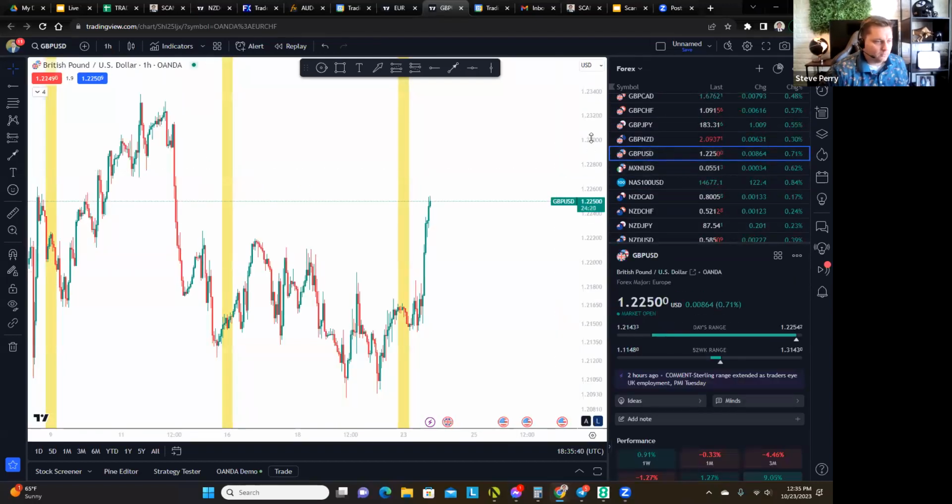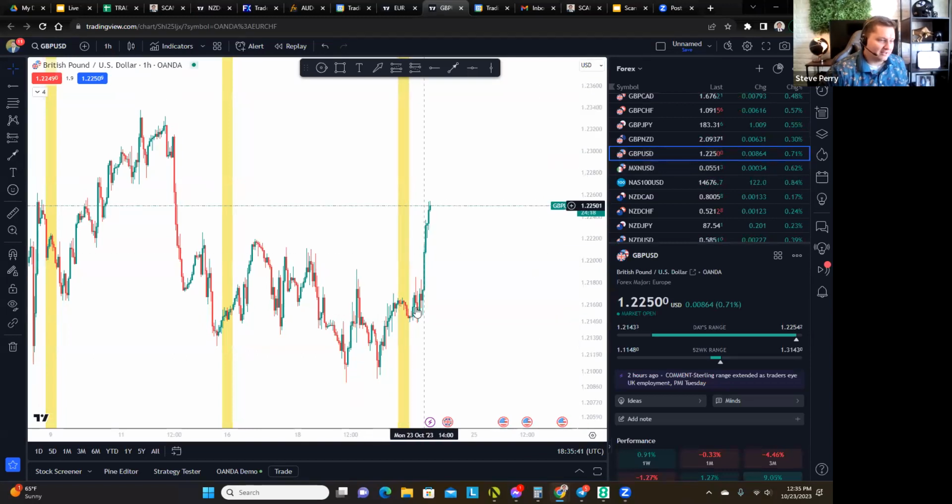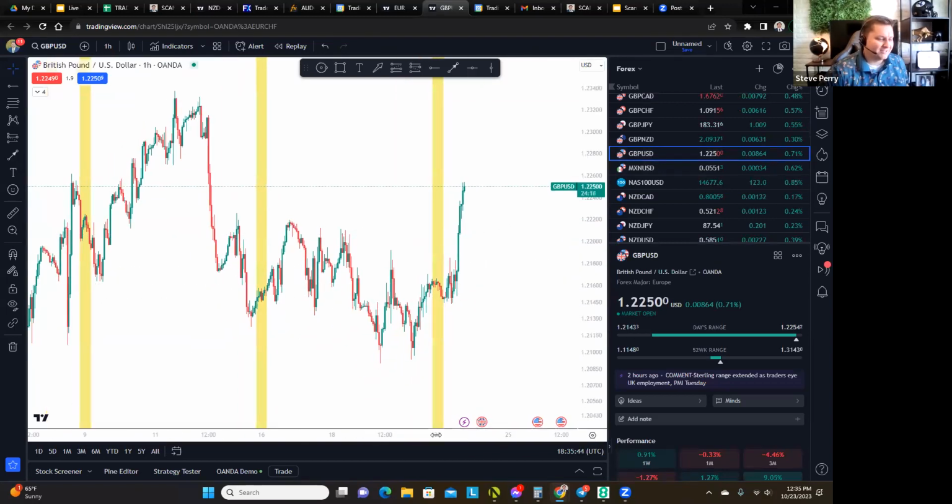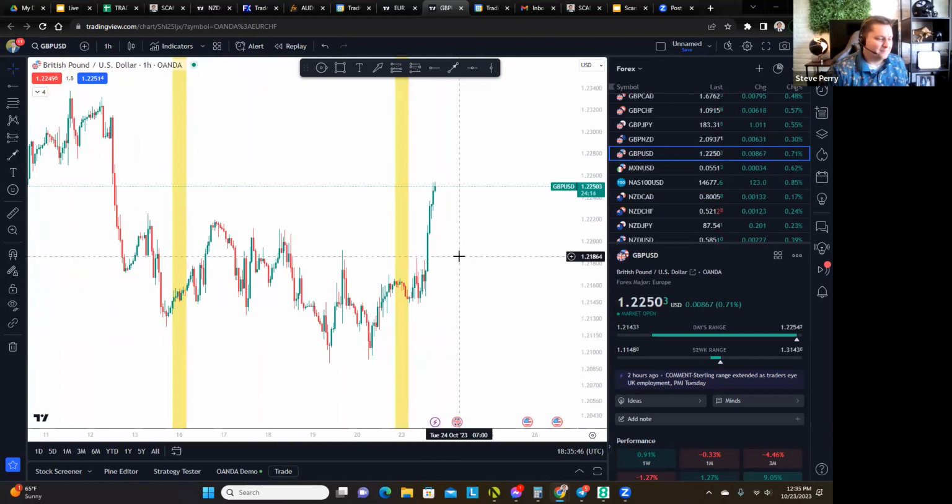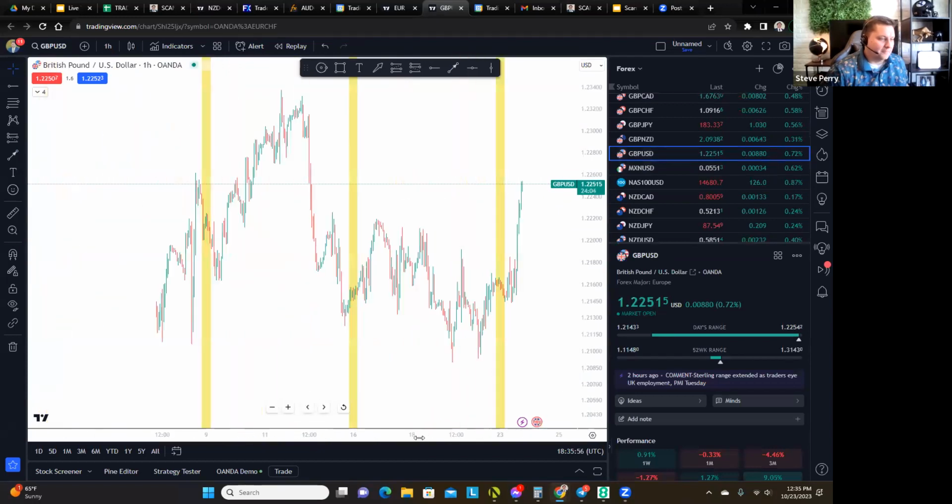Oh, there it is. It had a huge breakout last night, actually. So that's kind of cool. That may continue though. It had a big breakout last night right here. It was about due.